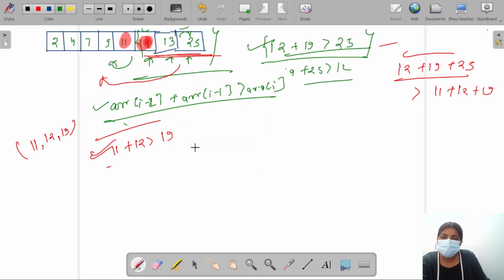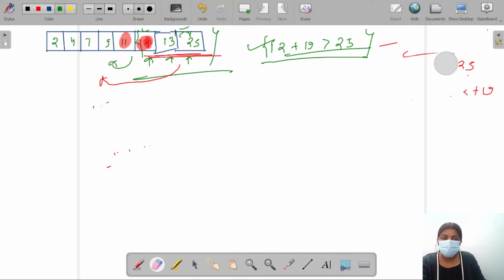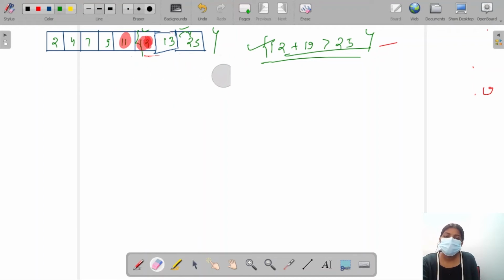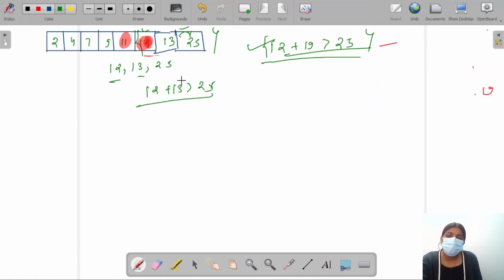So if I now check if these sides form a triangle or not. My sides are 12, 13 and 25. So is the sum of 12 and 13 greater than 25? No, it's not. So it means these three sides are not going to form any triangle.